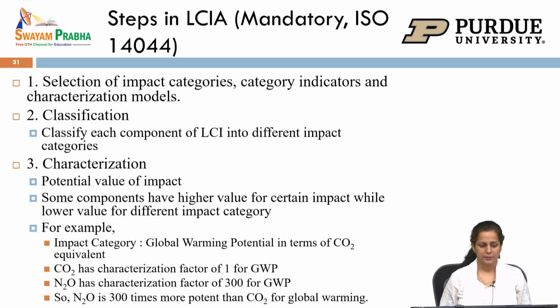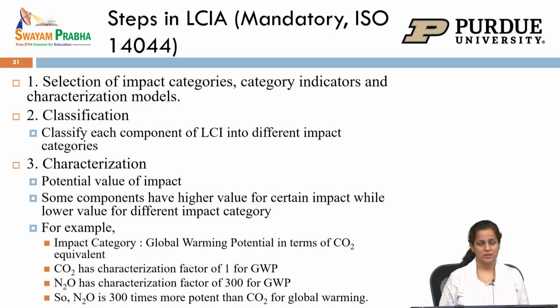So let us look at the mandatory steps in ISO 14044. The first one is selection of impact categories, category indicators and characterization models. In this one you are mainly selecting which characterization model you are going to use, so which LCIA method you are going to use, and also the impact categories. The second step is classification, which mainly means that we are mapping each of our LCI components into different impact categories, and these impact categories are mainly selected in the first step based on the impact assessment method that you are going to use.